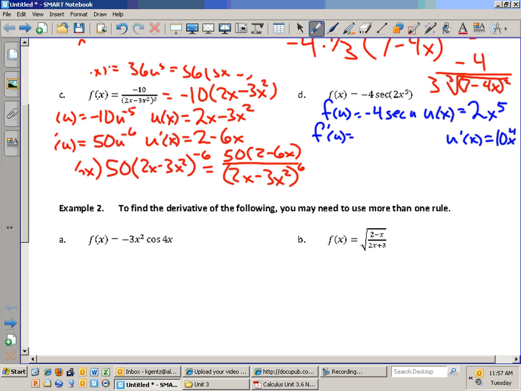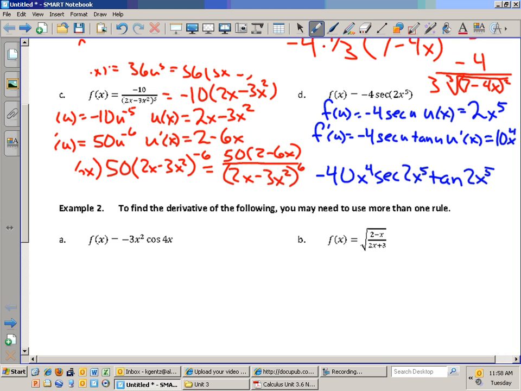negative 4 secant of u? Yep, derivative of secant is secant tangent. So we're going to have negative 4 secant of u, tangent of u. Notice we have two u's in this situation, so we need to plug it into both pieces. The negative 4 stays there. It's going to be a constant that multiplies along with the 10x to the 4th. So I have negative 40x to the 4th secant of 2x to the 5th tangent of 2x to the 5th. An extremely, extremely involved derivative without the chain rule.